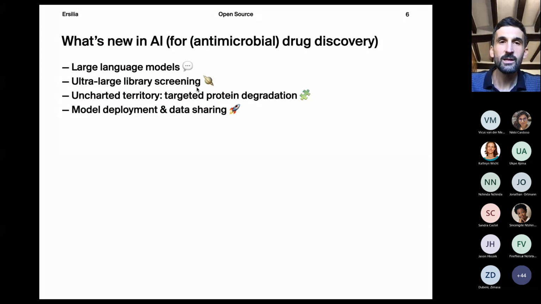So to the topic: what's new in AI for drug discovery in general, and in particular for antimicrobial drug discovery, in my opinion. This is a highly opinionated list. And what to expect from 2023. I've tried to summarize my thoughts in four broad topics. The first one is large language models. The second one is ultra-large library screening. The third one is a favorite topic of mine, which is targeted protein degradation. And finally, I will talk necessarily about model deployment and data sharing, because I believe that this year we will see a lot of AI implementations that will actually consider this at their core.